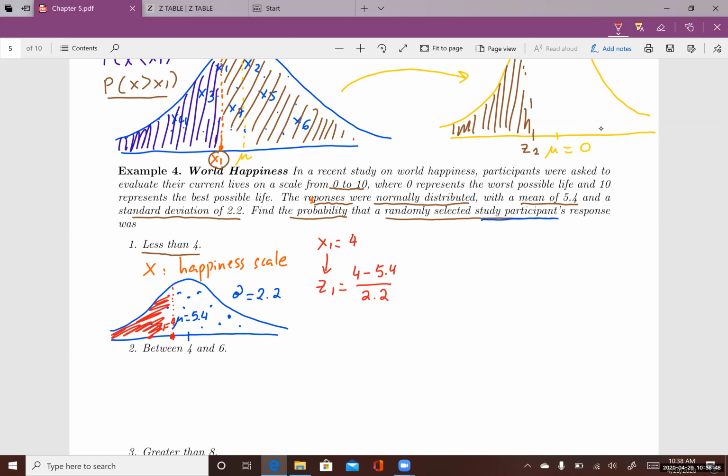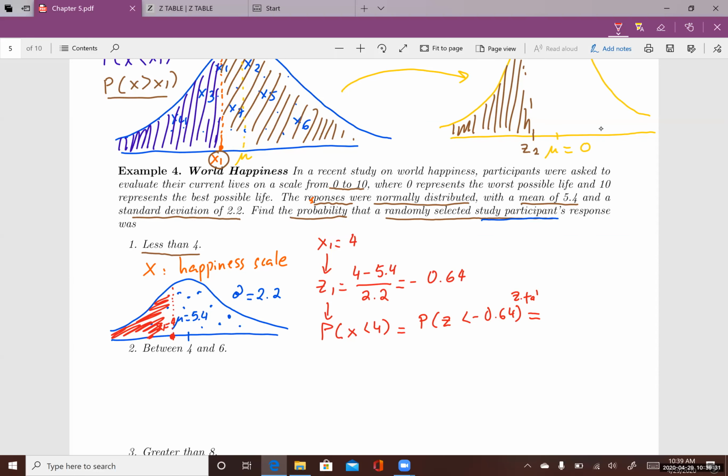And it's going to give you negative 0.64. I rounded to 2 decimal places because in the z table, the z values are at 2 decimal places. So from here, you can find the probability that you pick any x that is less than 4, which is the same as the probability that you pick any random z that is less than negative 0.64.